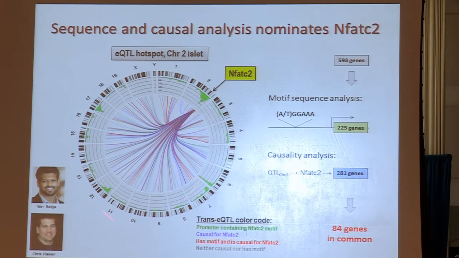And this is Chris's representation of the mouse genome, 1 through X. And all of these lines here are meant to indicate the genes that map to this locus right here. And their color is interesting because if it's green, it has a promoter for NFAT. If it's blue, Brian said it was causal. If it's red, it's both. Okay, so there was a convergence between the causal inference from the pairwise causality test and the motif search.